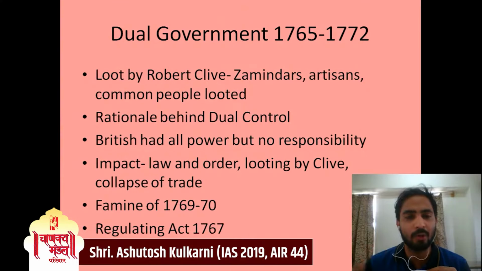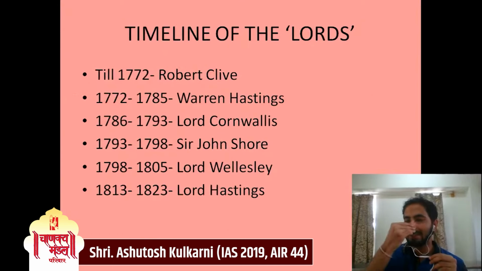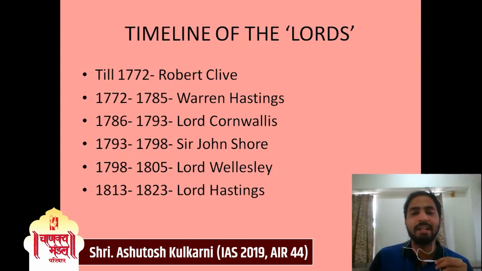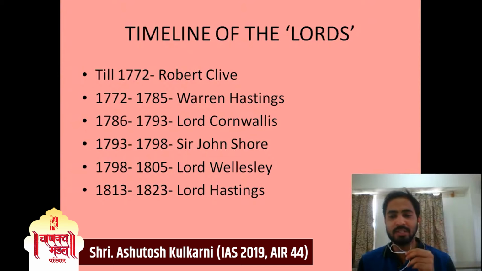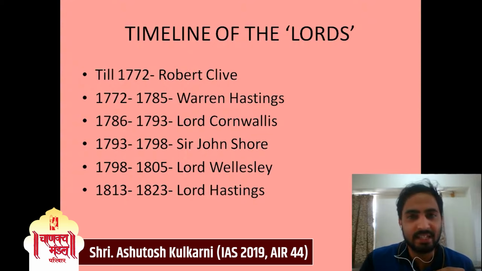That was the time when Robert Clive was brought back, and a new head of the East India Company was sent to India. His name was Warren Hastings. So what we will now be seeing is, in the second half of 18th century, this is the brief timeline that I have brought to you. So I told you till 1772, there was this dual government, which was simply looting the people. From 1772 to 1785, you had Warren Hastings.